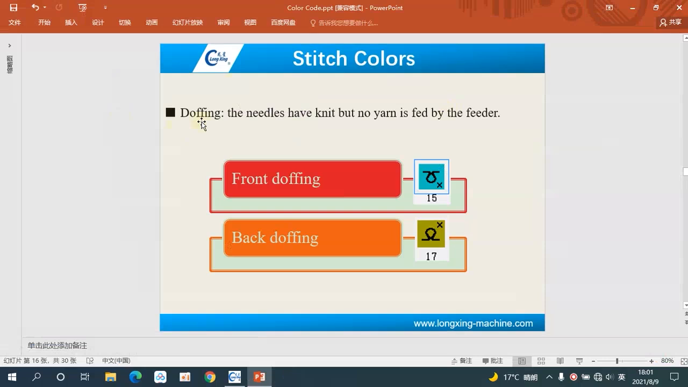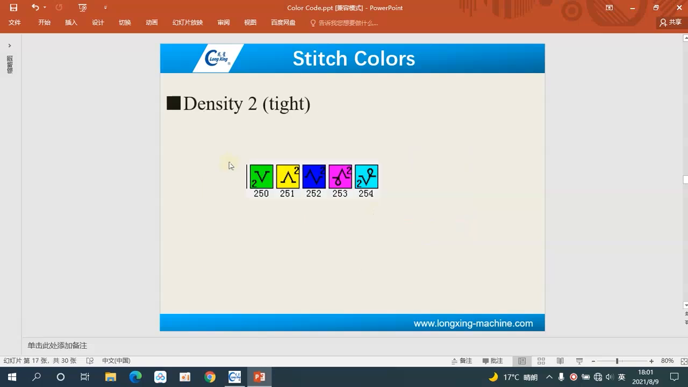Doffing. The knitting needle appears but no yarn is fed by the feeder. Then the loop will fall off. Doffing is divided into front doffing and back doffing, colors 15 and 17 respectively. Density 2 includes these colors. These colors need the machine to have a tight tuck cam, mainly used in the WAMP organization.